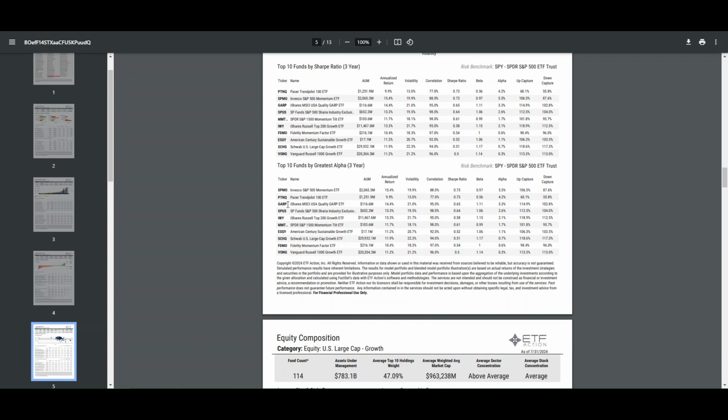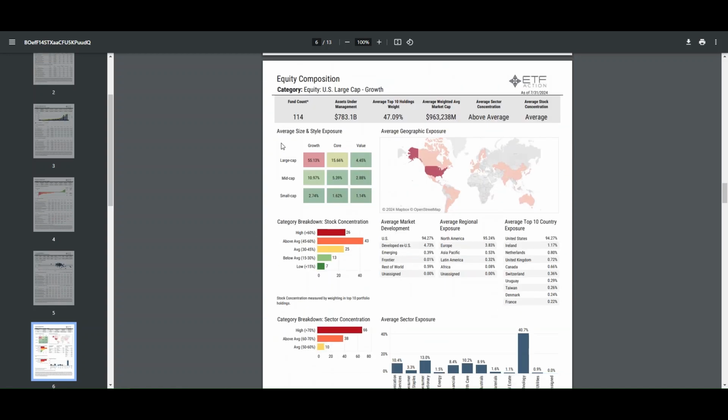And then the final pages of this report, again looking at the category level up top, you can see that's $783 billion in assets, but top 10 holdings weight on average 47%. That's pretty high. It definitely shows some concentration. And if you wanted to look at it, here we see our category breakdown at a stock concentration level. The majority of this category has higher concentration.